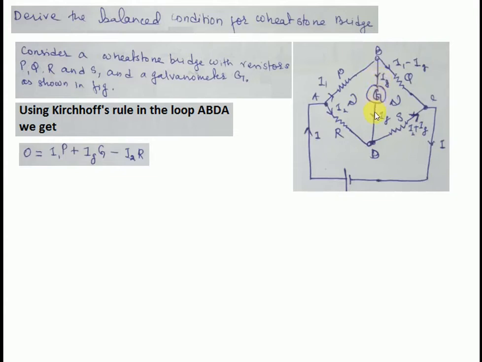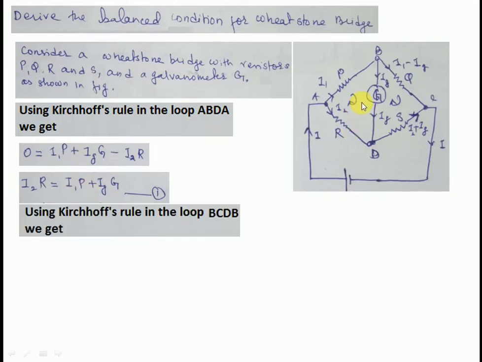IgG. Now when you come to this resistance, the loop is going upward and the current is going downward, so this current will be negative, that means I2R. So I'll take the I2 this side, so I2R will be equal to I1P plus IgG. So this is equation number 1.